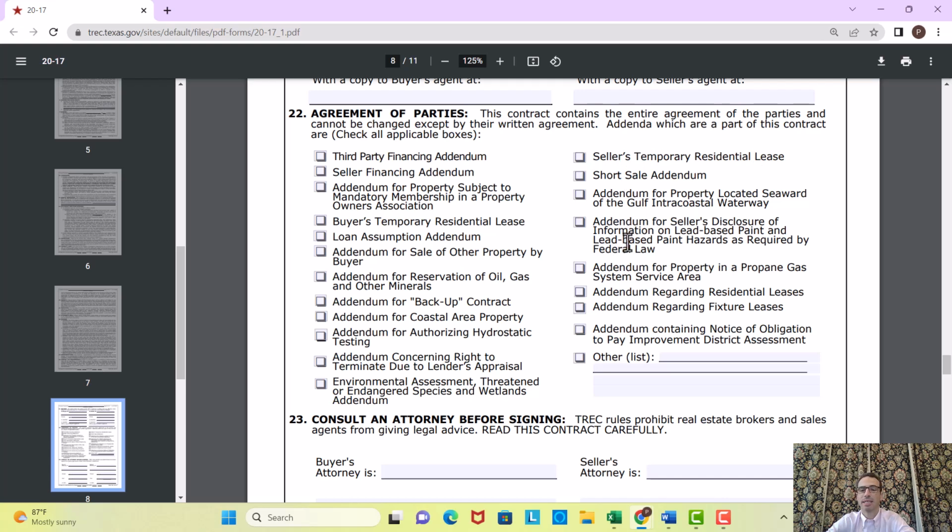Lead-based paint is very common. If the property was built, I think it's 1978 or earlier, you need a lead-based paint addendum on there. And the other ones aren't super common.